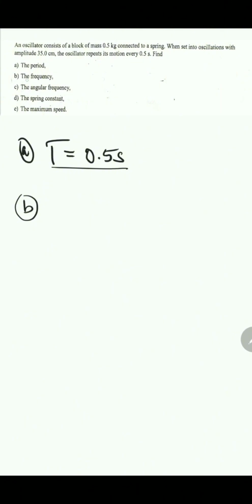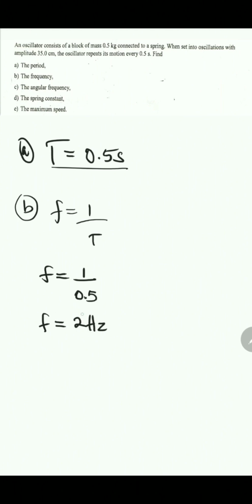Now we go to B. We're looking at the frequency. Frequency is the inverse of time, which is 1 over the period, meaning that we're going to have 1 over 0.5. When you compute this on a calculator or just by doing it, we get 2, and the unit is simply hertz for frequency. That's how you answer the second part.